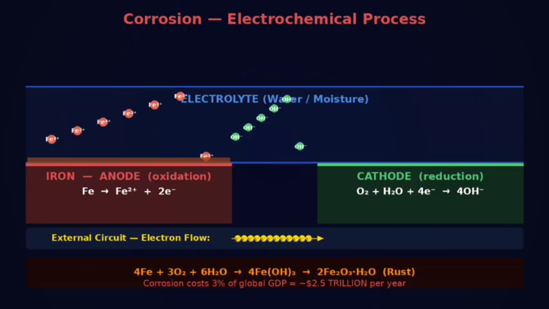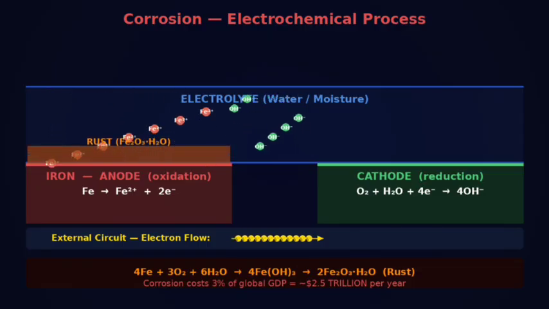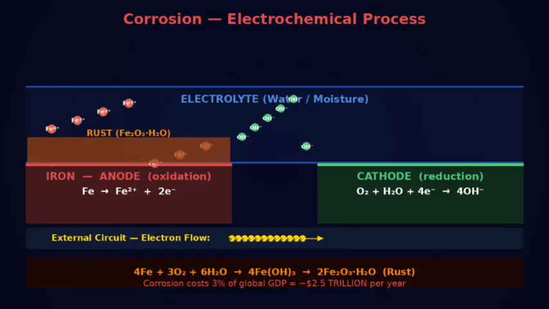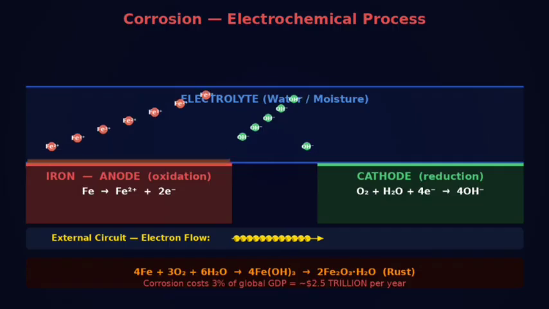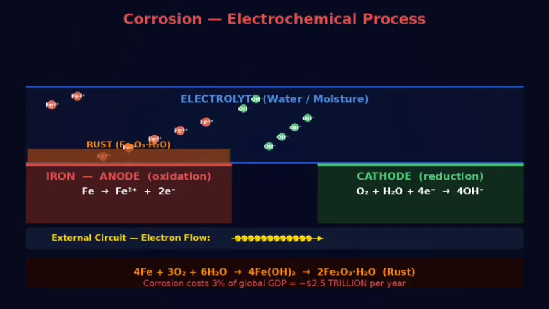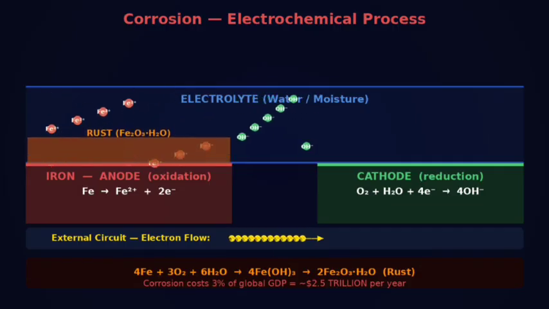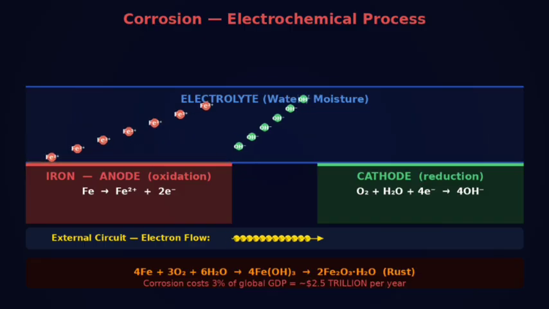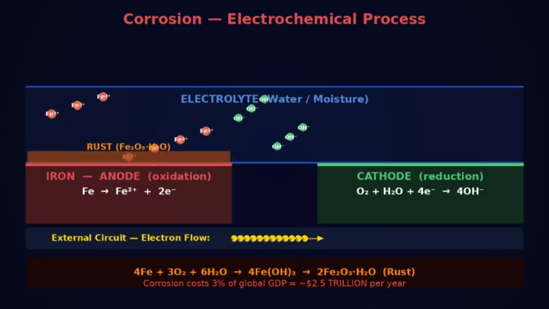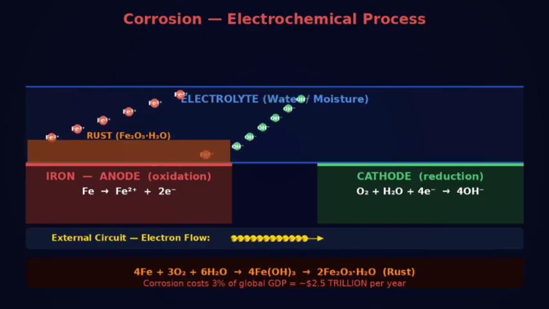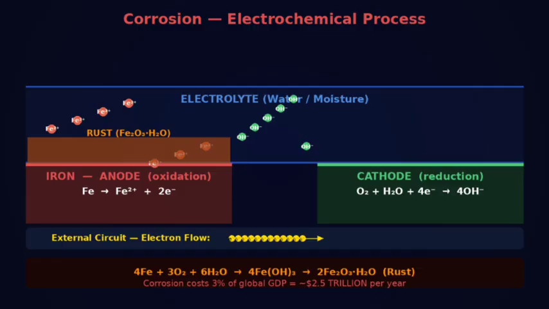Watch the process happen in real time. Iron 2+ ions leaving the anode surface and entering the electrolyte. Electrons flowing through the external circuit from anode to cathode. Hydroxide ions forming and migrating toward the iron. And at the iron surface, the rust layer building up with every cycle.